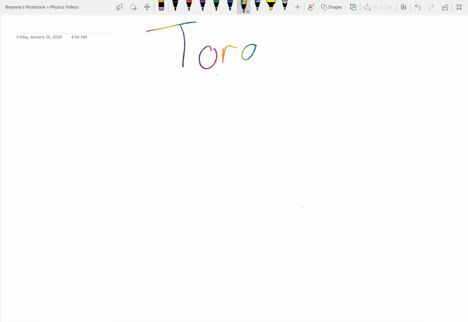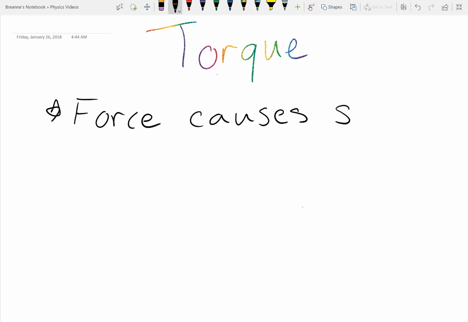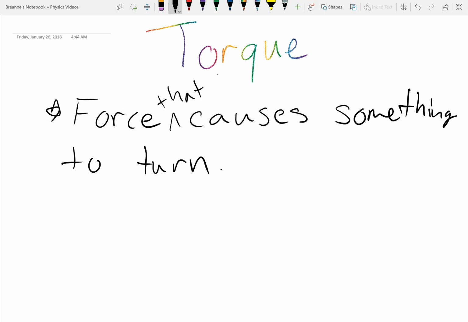If you remember from class, torque is basically the force that causes rotation, that causes something to turn. That is what torque is. Now, the equation for torque, you have this funny little curvy t.